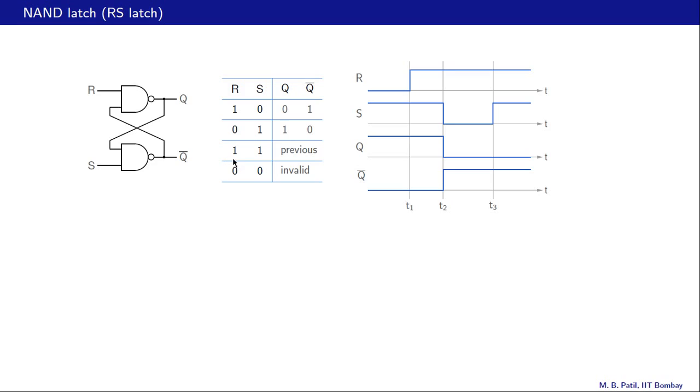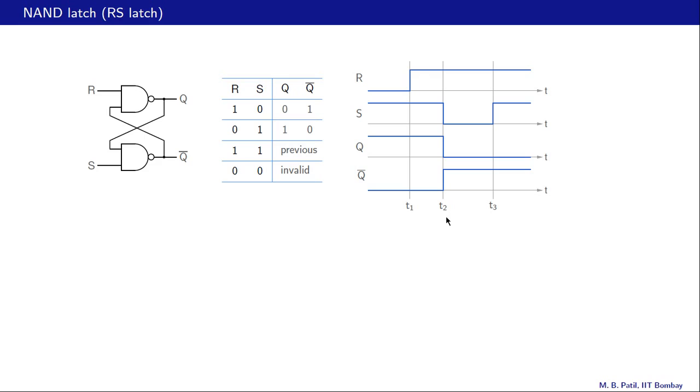So we have R equal to 1, S equal to 1 here, and this says previous. That means Q will stay at its previous value. Q bar will also stay at its previous value, and that is what we see over here. Q remains equal to 1, Q bar remains equal to 0.